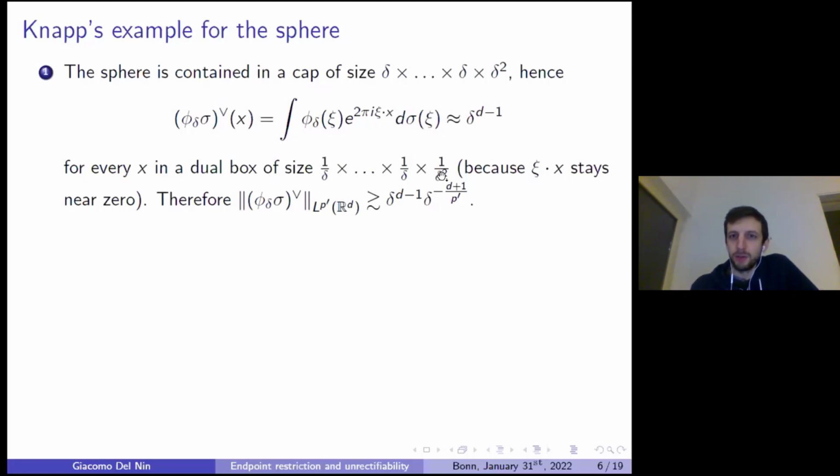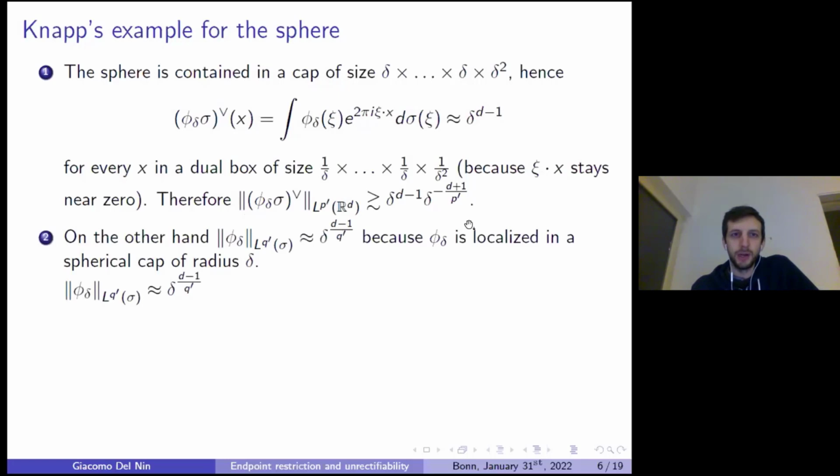Why is that? Because in this case, if we take x in this box and psi is restricted to this box, then the scalar product is essentially near 0. And so the exponential is totally negligible, so it's of order 1. And so we remain with the integral of the original function, which is going as delta to the d minus 1. Now, by scaling properties, you can compute the L^p prime norm of this.